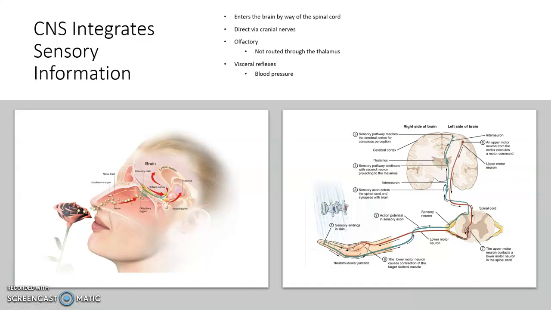But yeah, essentially the peripheral nervous system sends signals from our environment to the central nervous system.